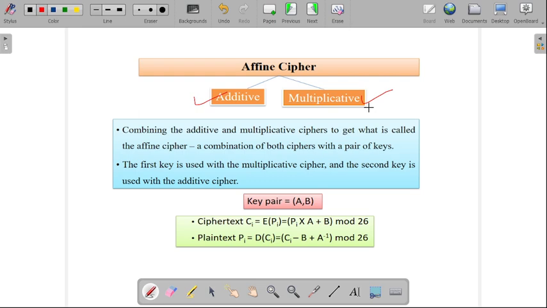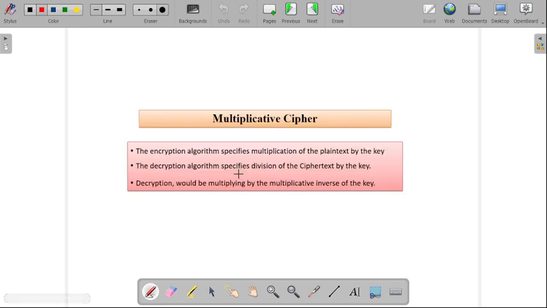In that case, we add the key to our plain text and then take the mod 26. But in the case of multiplicative cipher, in the encryption algorithm, we take the multiplication of our plain text and the key. In decryption, we take the division of our ciphertext by the key, and then we get our plain text. In decryption, we multiply by the multiplicative inverse of the key. That is called the multiplicative cipher.